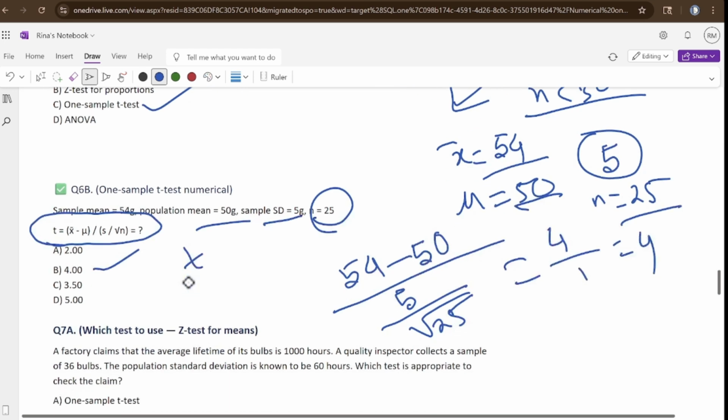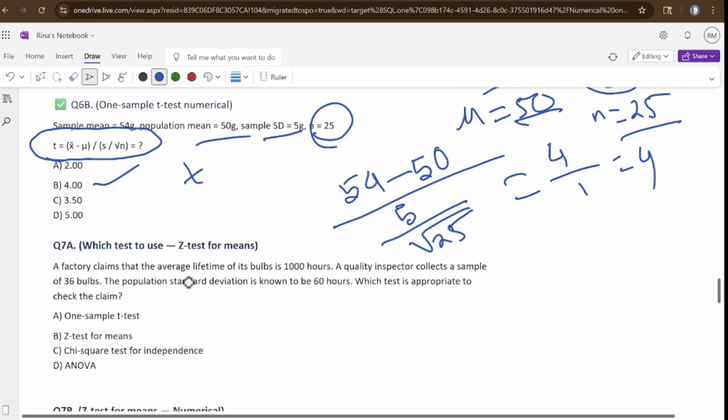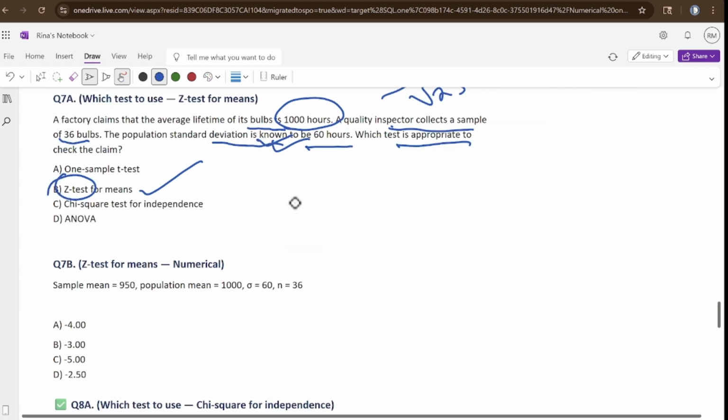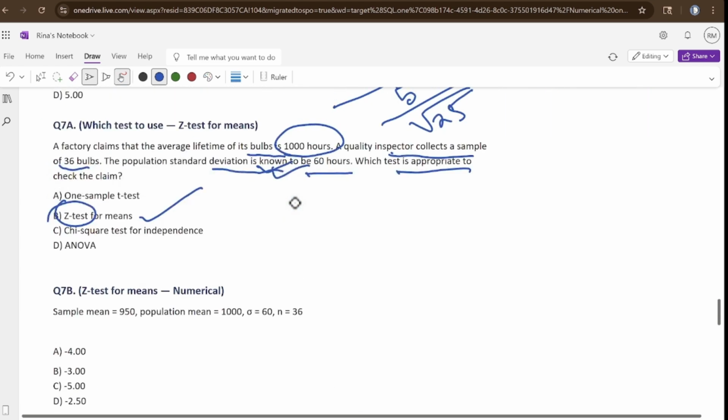Okay, got it. Now next, a factory claims that the average lifetime of its bulbs is 1000 hours. Okay. A quality inspector collects a sample of 36 bulbs. Now the population standard deviation is known, to be 60 hours. See, known means population standard deviation known means you will go for Z test. Then which is appropriate. And here you are calculating means, so you will go for Z test for means. Okay. Now let's do the numerical.